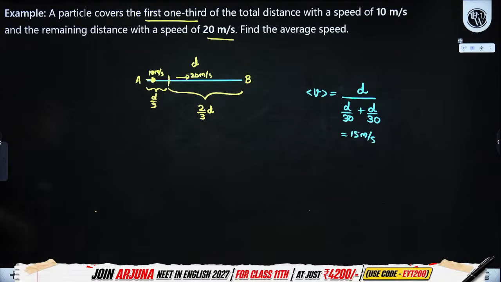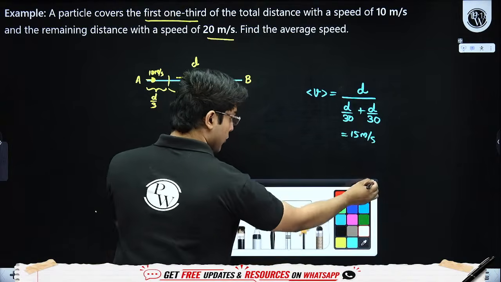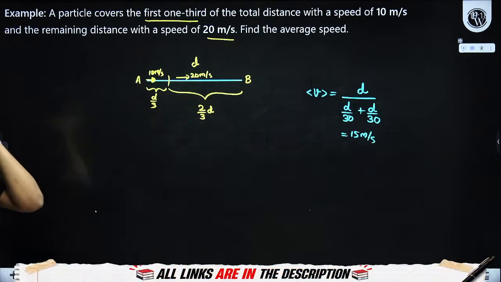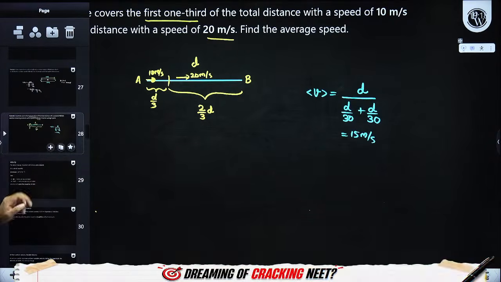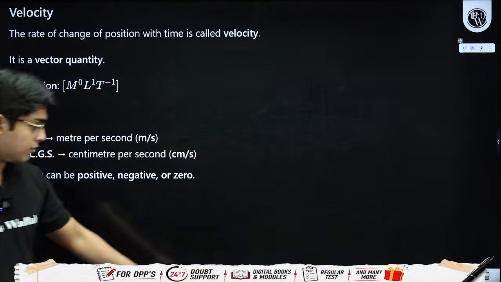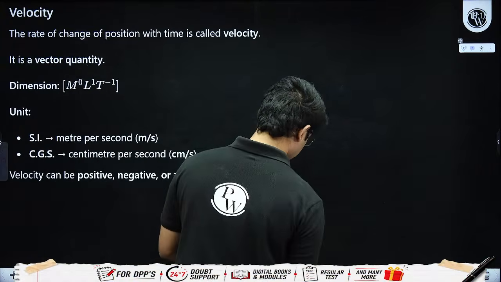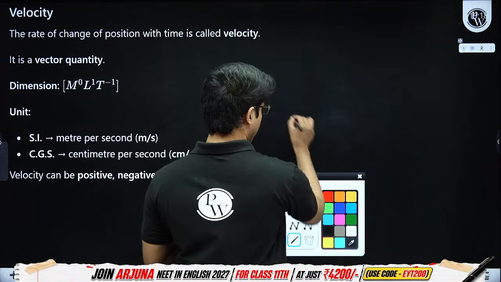Okay, so that was average speed. So now we will start discussion about velocity. And once we're done with velocity, we'll talk about the instantaneous speed and velocity. Okay. So velocity is not very different from speed, the main idea at least.